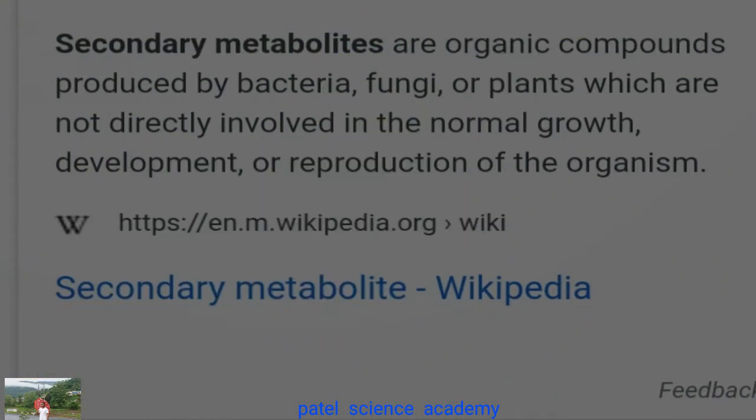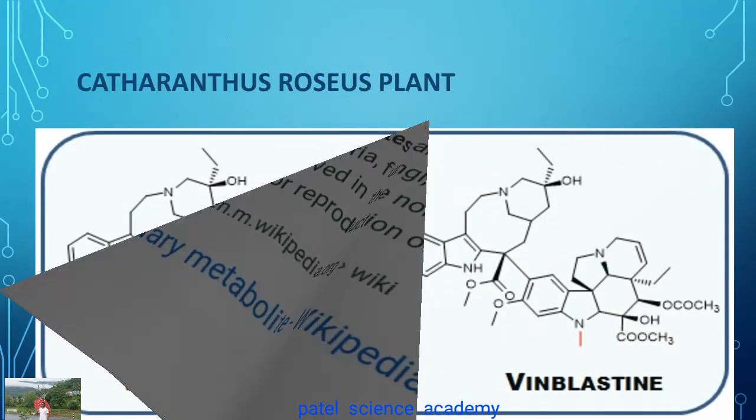The secondary metabolites are organic compounds produced by bacteria, fungi or plants which are not directly involved in the normal growth, development or reproduction of the organism. So secondary metabolites, dear students, are organic compounds produced by bacteria, fungi or plants which are not directly involved in normal growth. So they are organic compounds produced by these microorganisms or plants.